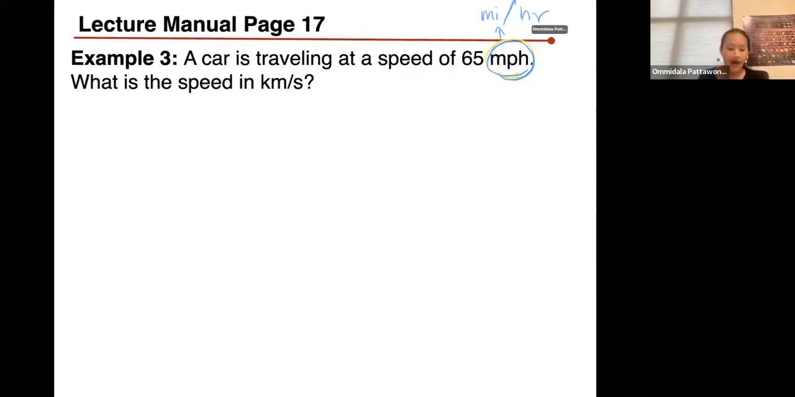What I would like you to do is, whenever you see the slash here, this is really important.